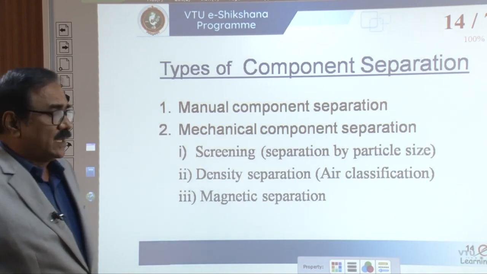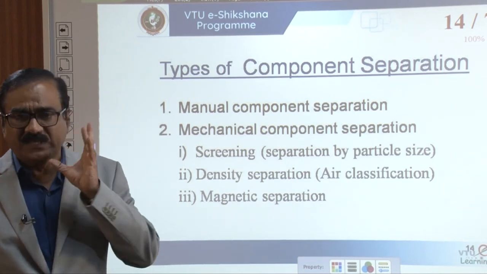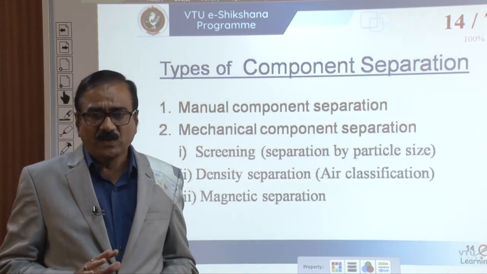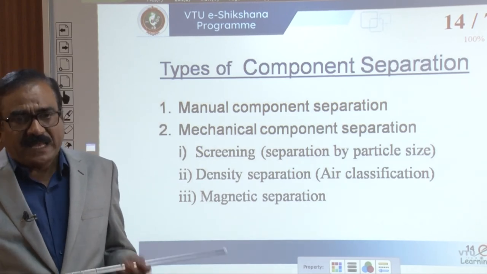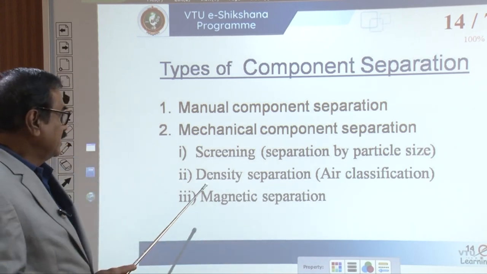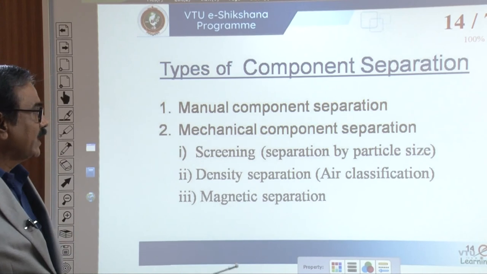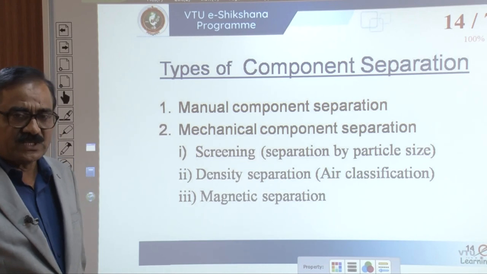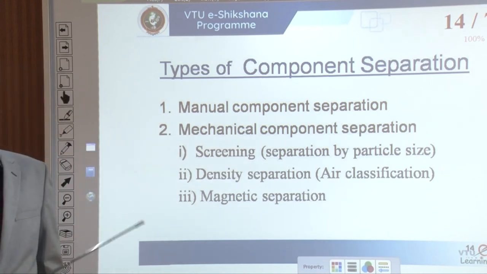Now, what are the different types of component separation techniques? As I told, we can carry this out manually, and we can also carry it out mechanically. Manual component separation is one, and the second is mechanical component separation. There are three techniques in mechanical component separation. One is screening, another is density separation, which is also known as air classification, and the third one is magnetic separation. These are very important techniques.